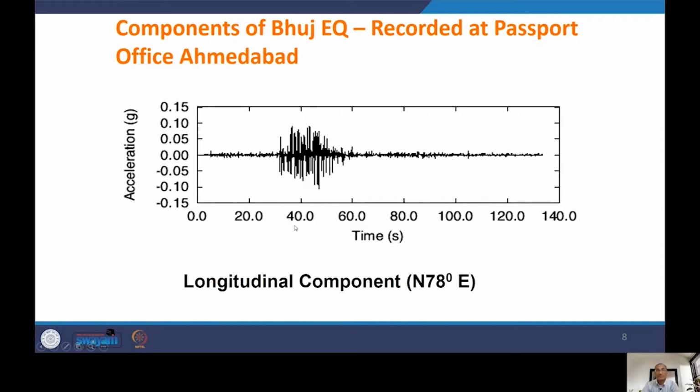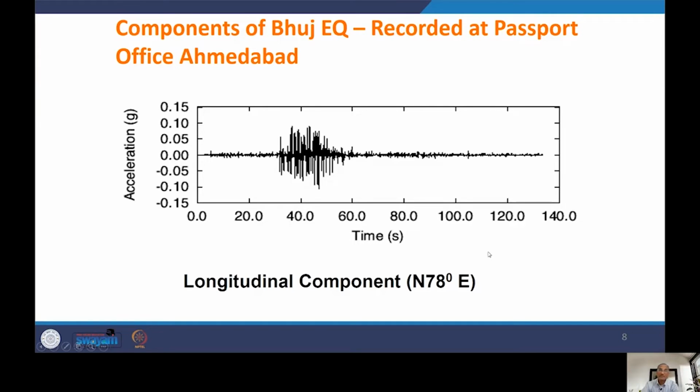What you could see is that initially, for a few seconds, acceleration is very small, but then it keeps increasing, and you get the maximum value, which is normally called PGA, that is peak ground acceleration, which in this case is about 0.10 g. This appears to be the maximum value here. This was the northeast component.